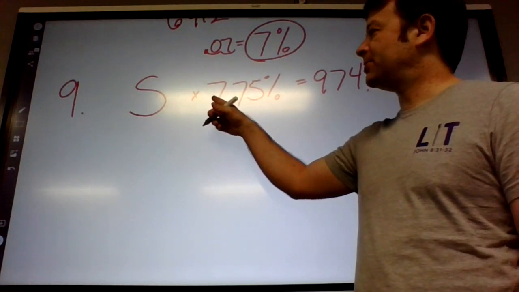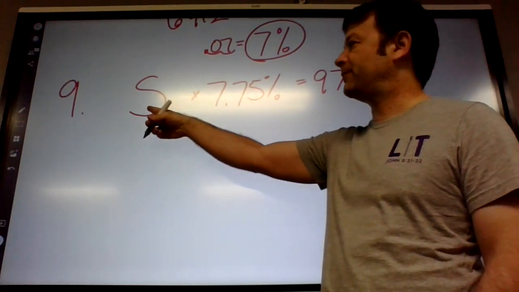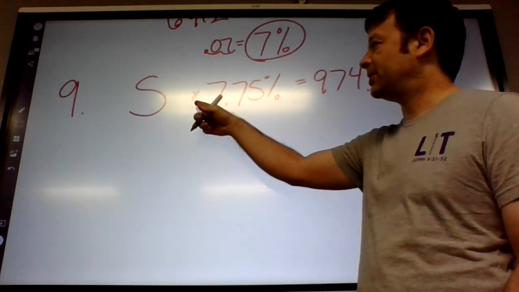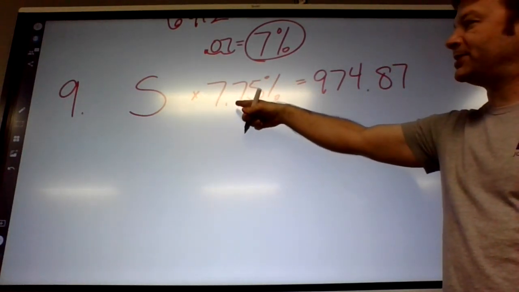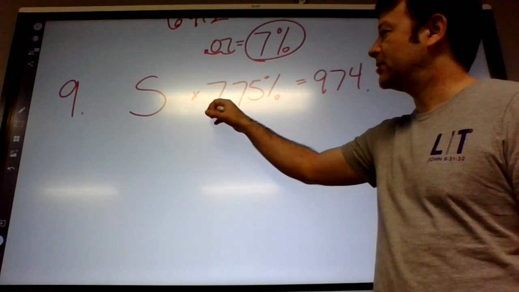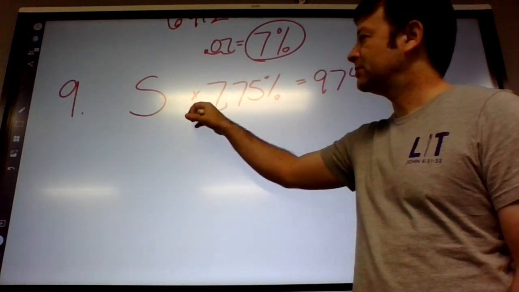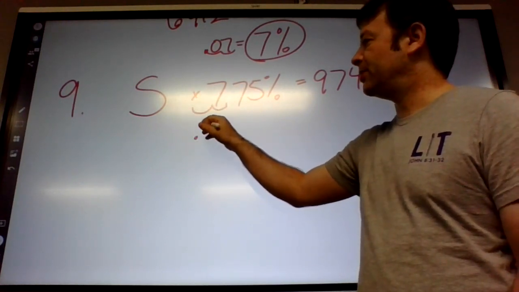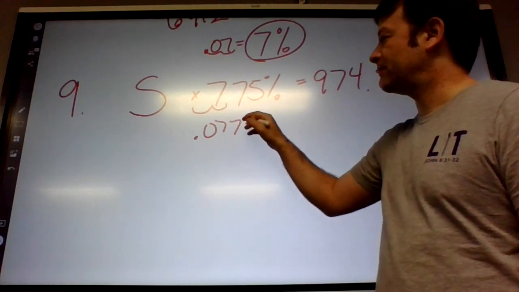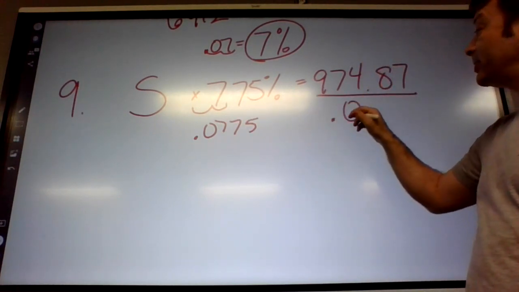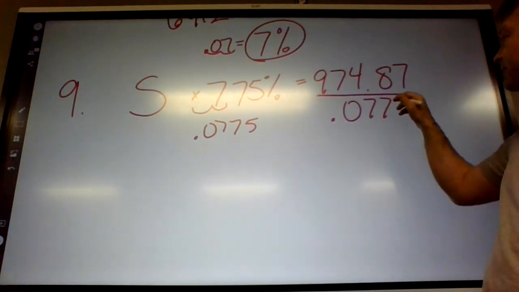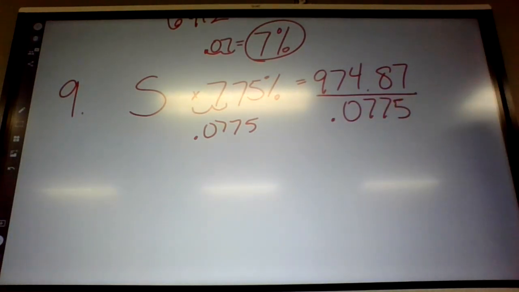How am I going to solve for S? Divide. To get rid of the multiplier, you're going to divide. But 7.75% is actually worth what? 0.0775. So when we divide over here, we actually need to divide by 0.0775. And we're rounding to the nearest dollar.